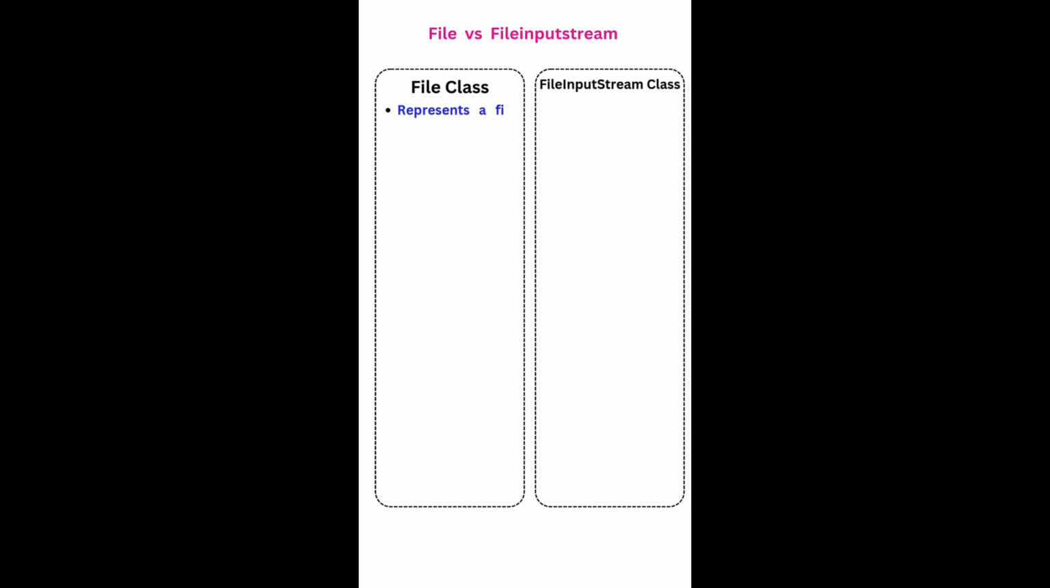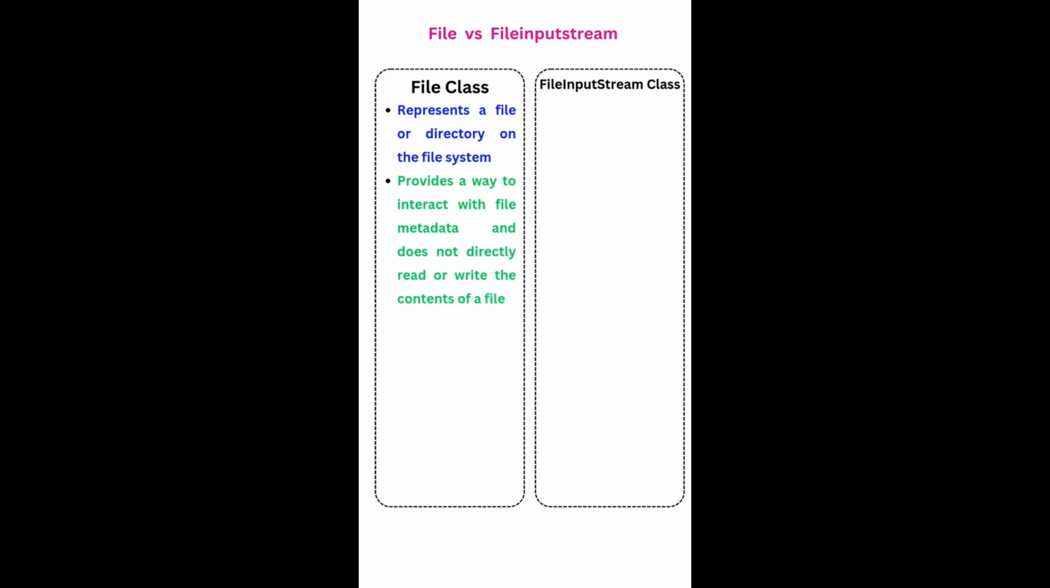File versus FileInputStream. File class in Java represents a file or directory on the file system. It provides a way to interact with file metadata and does not directly read or write the contents of a file. It is used to create, delete, check the existence, and perform other operations on files and directories. It is used for file manipulation, such as creating, deleting, or renaming files and directories.